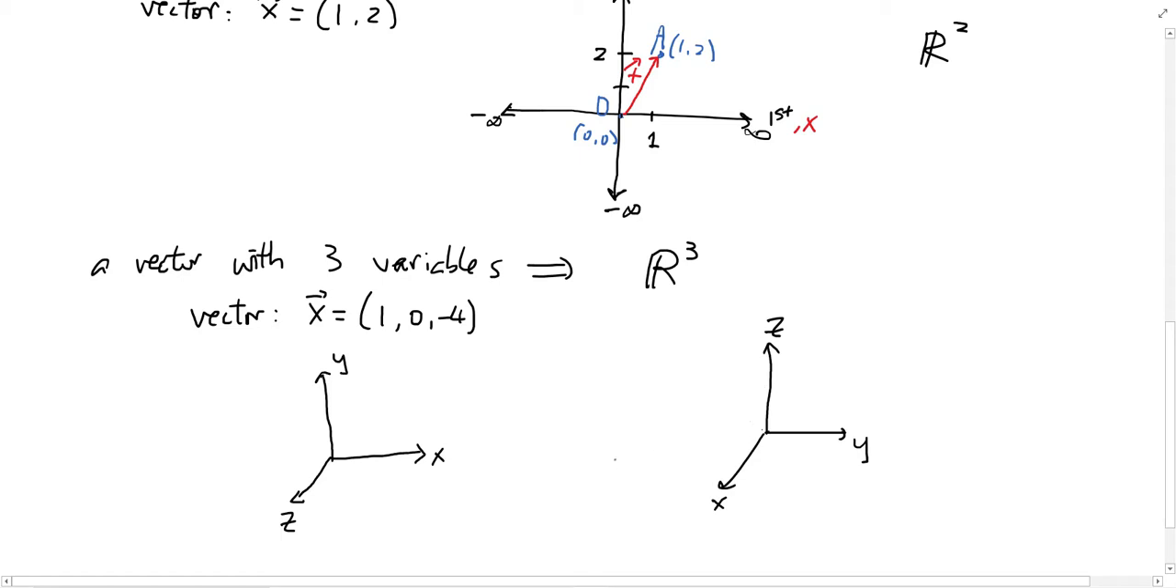And yes, we can do 4 variable, 5 variable, and on, but we won't be able to draw those. So most likely in this class, you'll be drawing in R2, 2-dimensional, or most commonly referred to as XY planes, or 3-dimensional, which is commonly referred to as XYZ space.